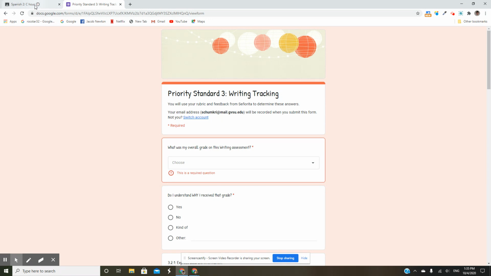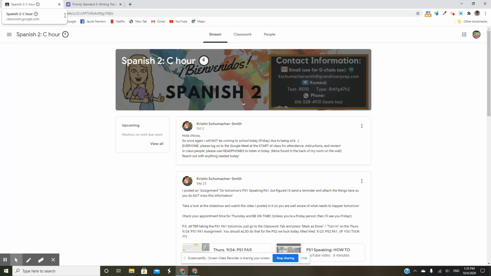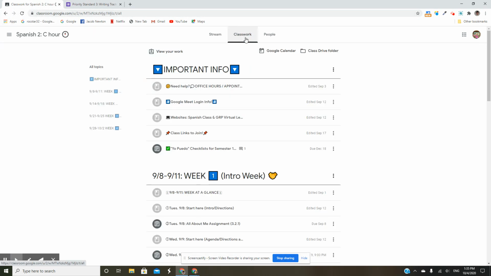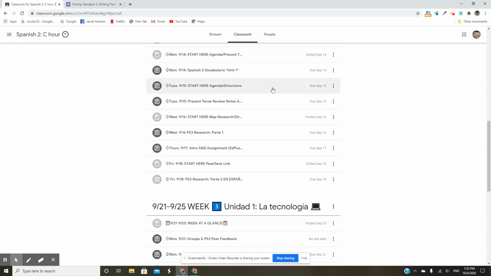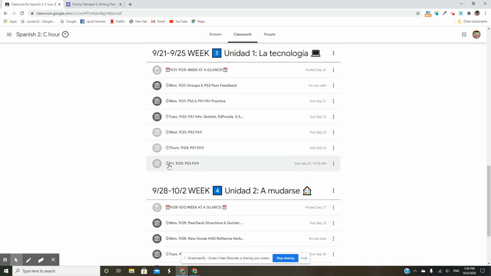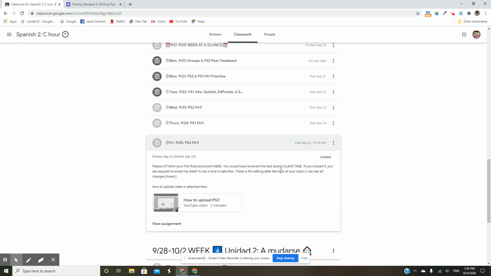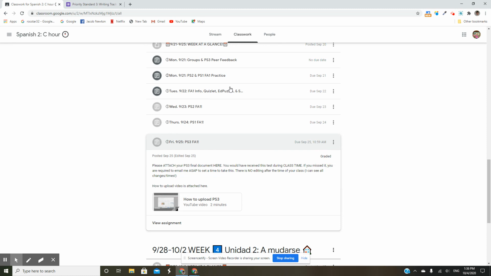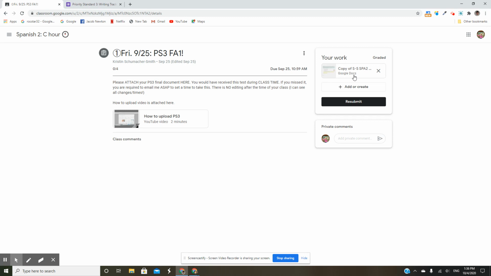So for this, you have to go and find your assessment, which is graded over in Google Classroom. You're going to have to go to Classwork, scroll all the way down to week 3, and then go to Friday 9/25 PS3 FA1. It should say graded. If it says missing still, you might have attached it as an email, so you have to go back and find the email. But I wanted you to attach it here.